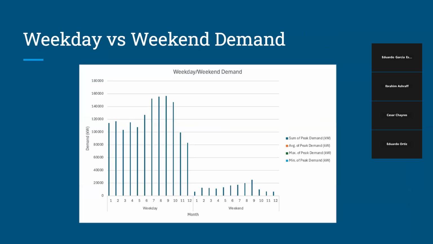Similarly, a weekday versus weekend comparison shows a similar pattern. Weekday demand is consistently higher due to production activity, while weekend demand is lower and flatter because there's only the baseline load. This confirms that most demand spikes are production driven rather than continuous loads.